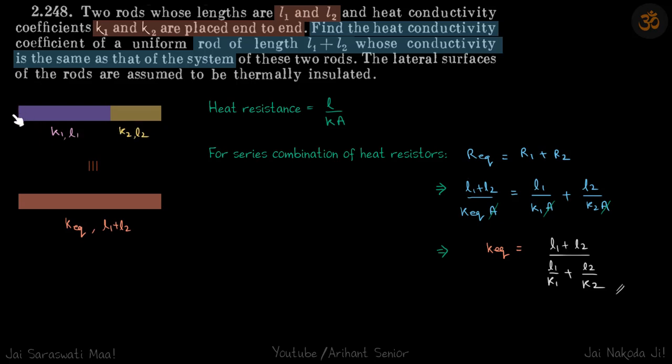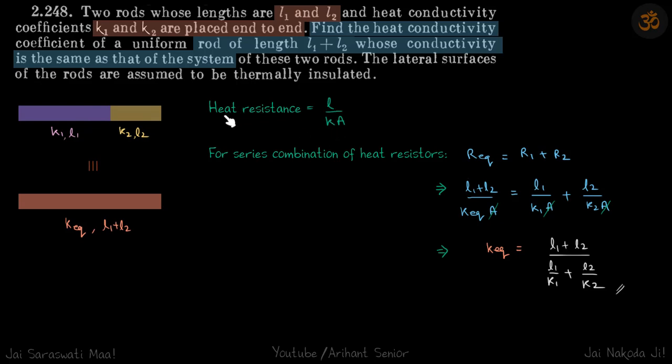Basically, if you have a temperature differential across this combination of rods, whatever the heat current is going to be, we want the same heat current in this equivalent rod of the same length and same cross-sectional area. So you can see that these two are in series. So heat resistance, we know, is L by Ka.